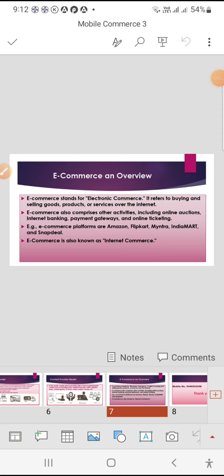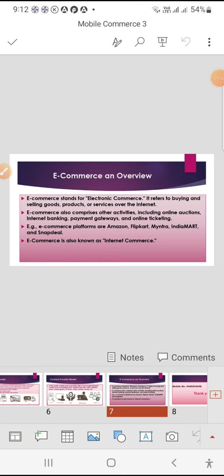E-commerce, okay, over the internet. Mobile also, what we are doing is through the internet only. However, e-commerce is a methodology of modern business which addresses the need of business organizations, vendors, and customers to reduce cost and improve the quality of goods and services while increasing the speed of delivery. Okay, it is different from the traditional business.